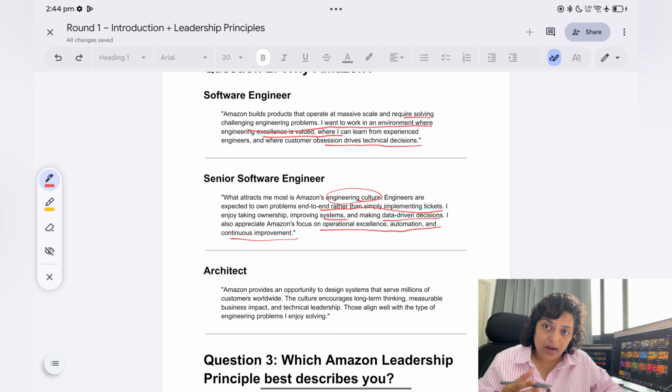Now what would an architect answer here? Amazon provides an opportunity to design systems that serve millions of customers worldwide, with organization wide decisions. The culture encourages long term thinking, measurable business impact, and technical leadership. Those align well with the type of engineering problems I enjoy solving.